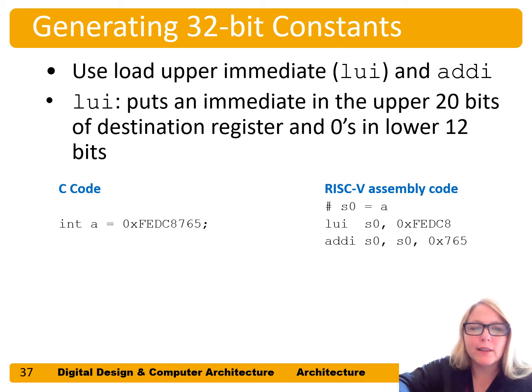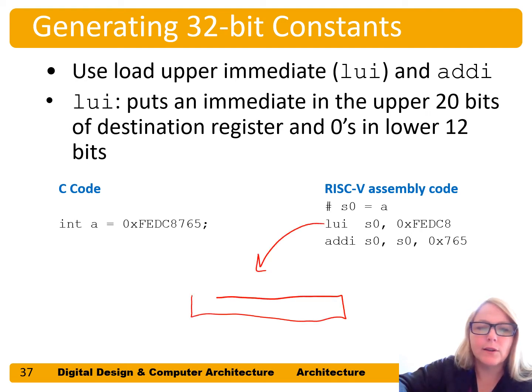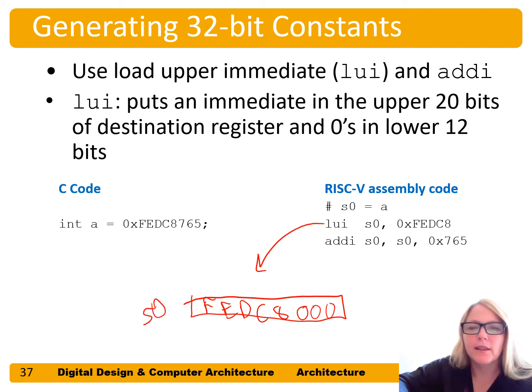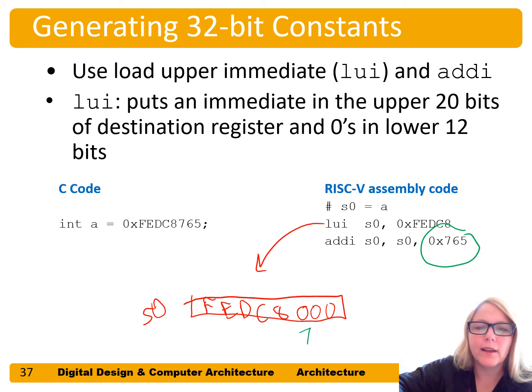So here's our RISC-V assembly code. This single line of C code gets translated into two assembly instructions. Again, we chose a register for holding A. We're going to load upper immediate. This instruction puts FEDC8 in the upper 20 bits of S0 and zeroes out the lower bits. After that instruction completes, we're going to add hex 765 to that.